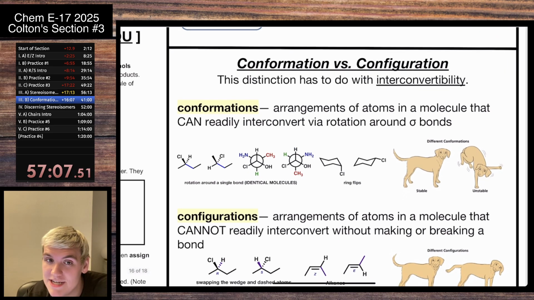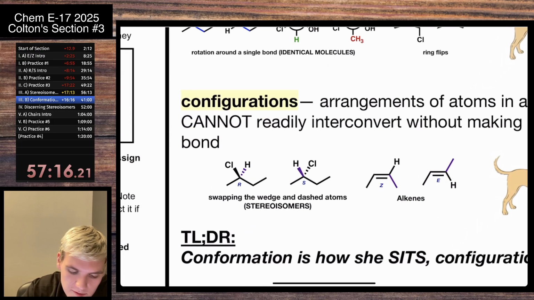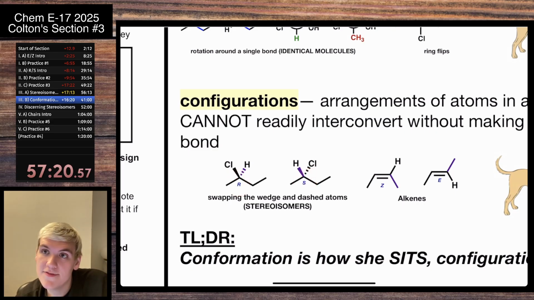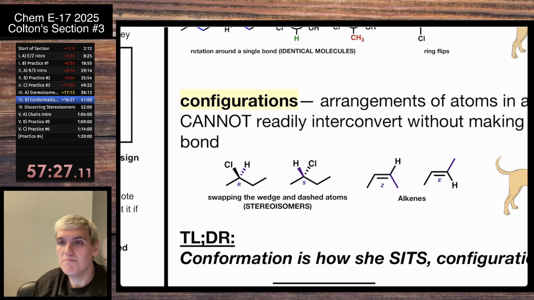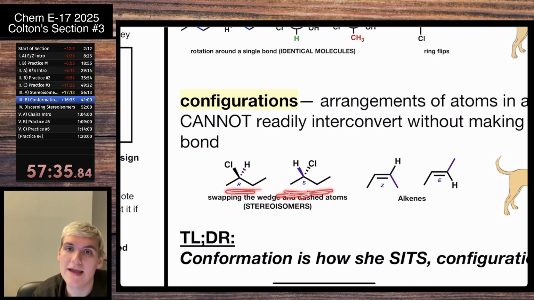Meanwhile, configurations are about the arrangement of atoms in a molecule that cannot readily interconvert. So this is like the difference between an R and an S. If you have a model of an R version and an S version, the only way you are going to get from the R to the S is if you literally unplug atoms and plug them in different spots. So they do not interconvert at all, and we say that these are different configurations. It's kind of like the hard wiring of the molecule, like how it exists.